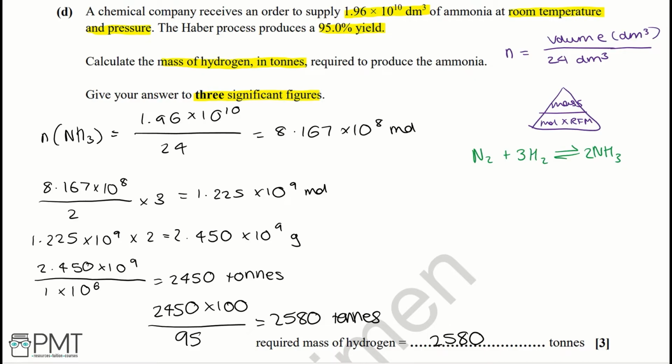To get the 3 marks for this question, you get a mark for working out your moles of hydrogen, which is your 1.225 times 10 to the 9. That's your moles of hydrogen. And then you get a mark for working out the mass in tons of hydrogen, so 2,450 tons, and then a mark for working out the mass in tons that you need for a 95% yield, which is 2,580 tons.